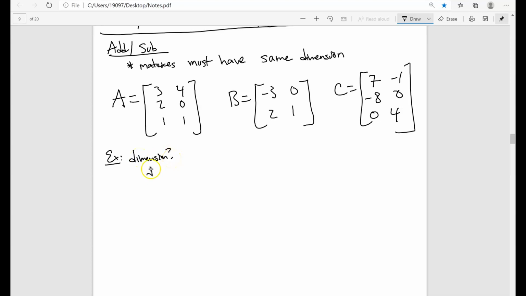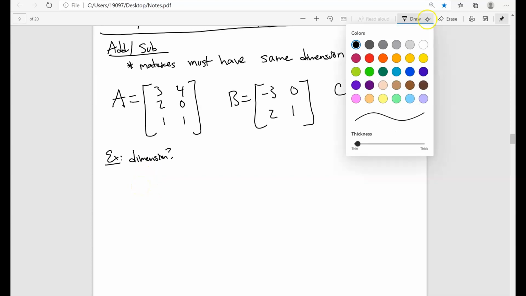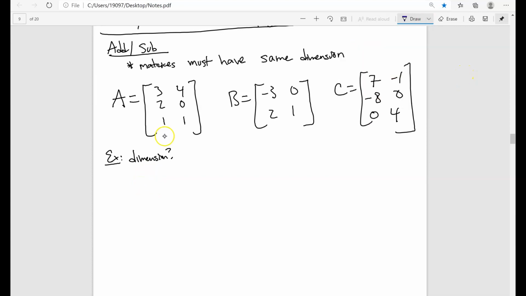Well, the dimension of A, what would this be? Well, it would be 3 rows and then 2 columns, so it's a 3 by 2. This one, there's 2 rows and 2 columns, so this is a 2 by 2. Here, there's 3 rows, 2 columns, so it's a 3 by 2. Which means that these 2 are basically the only ones that you can perform an addition or subtraction on.